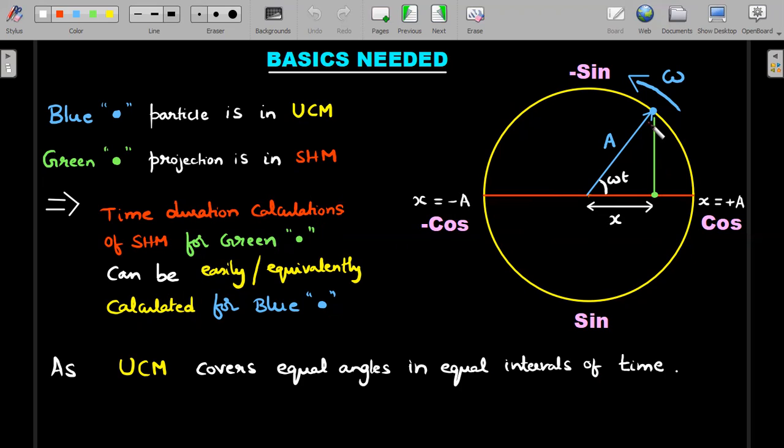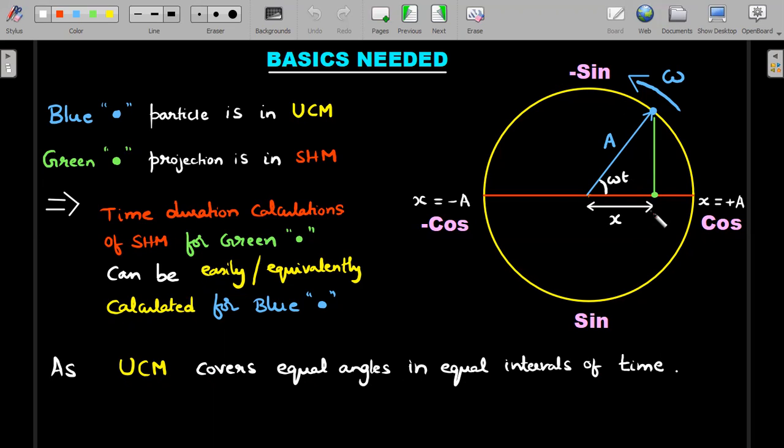Why are the blue particle's time durations easier to calculate? Because it's a uniform circular motion. As in UCM, the coverage of equal angles happens in equal intervals of time. If this has to cover angles, equal angles will be covered in equal intervals of time.